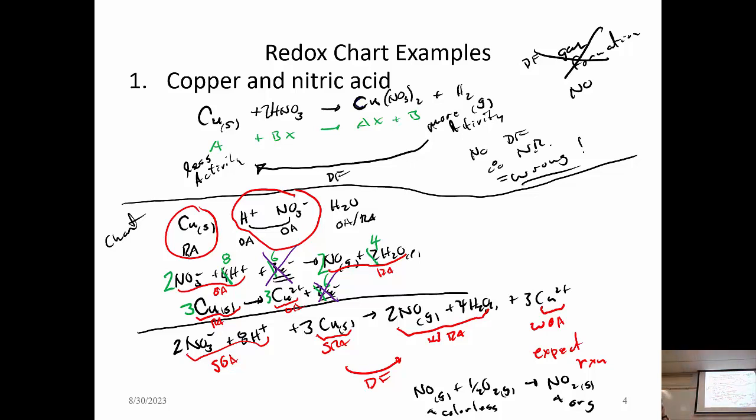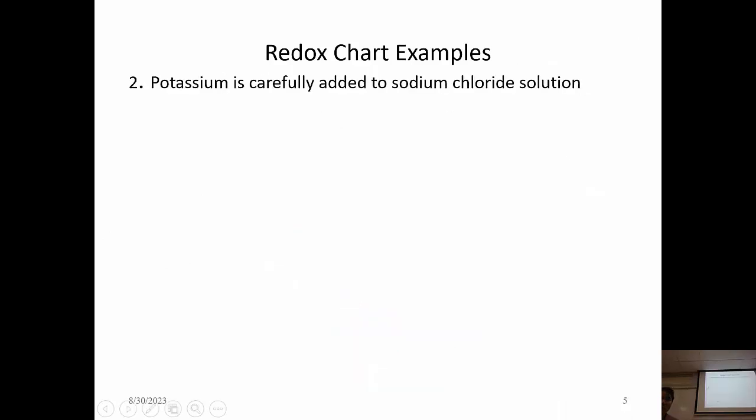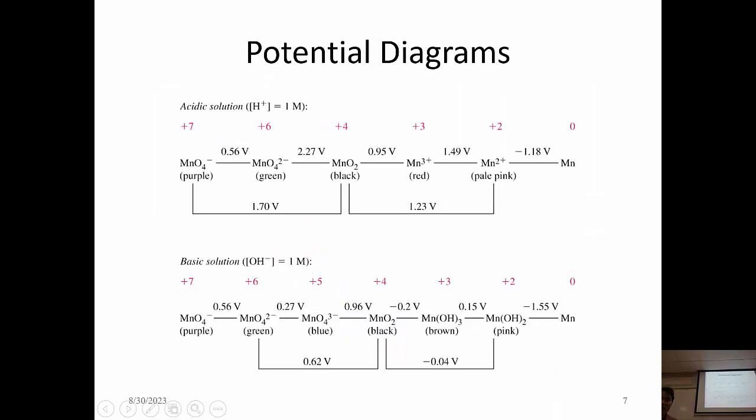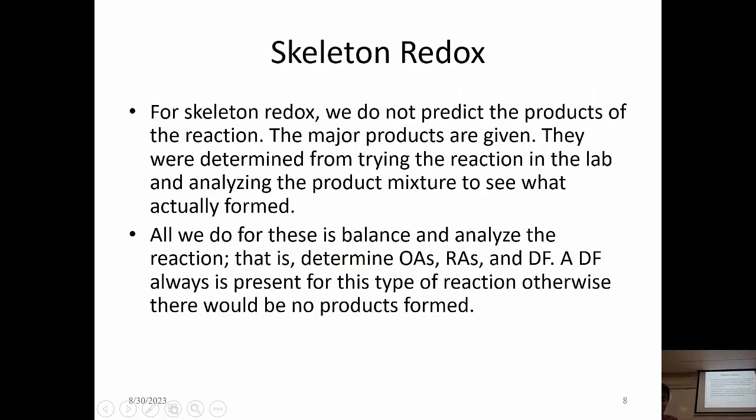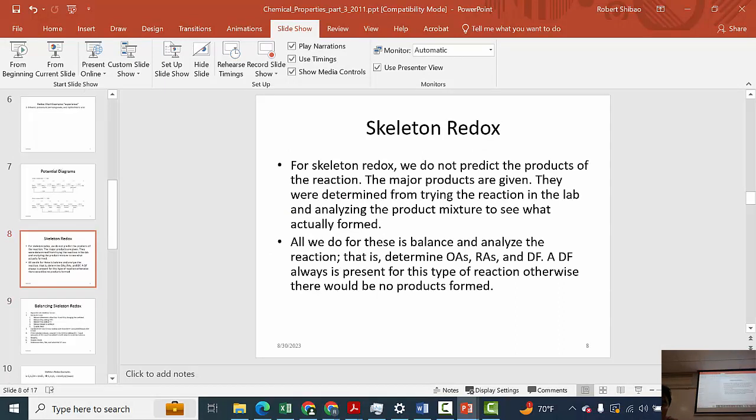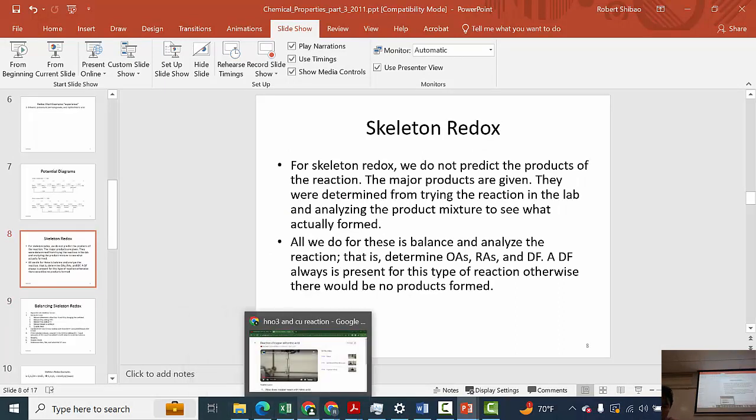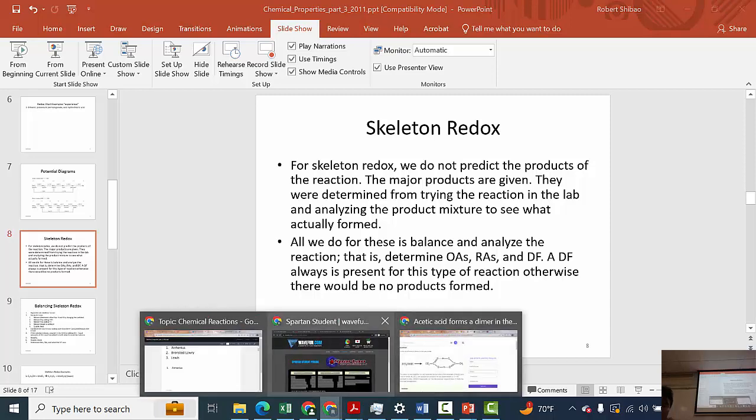All right, so in single replacement, we predicted no reaction. However, there is a reaction, and it's quite a vigorous reaction, in which the nitric acid dissolves the copper metal. All right, here's some other examples. We'll take a look at those later. What we're going to do is leave redox for right now, and we're going to go to complexes.